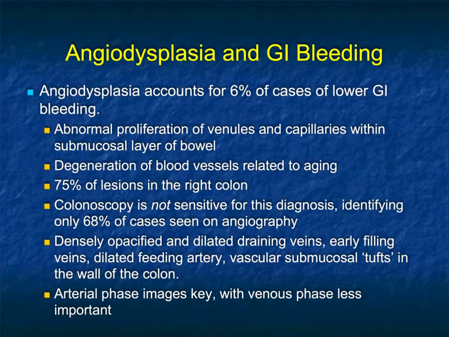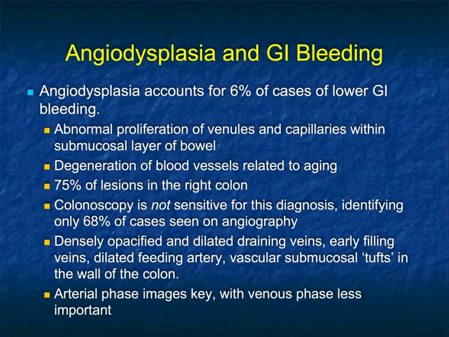Now, one of the most common causes of GI bleeding, we mentioned about this in the small bowel. In the large bowel, it's less frequent, but it's angiodysplasia. About 6% of cases of lower GI bleeding is an abnormal proliferation of venules and capillaries within the submucosal layer of bowel. Degeneration of blood vessels related to aging, so angiodysplasia is commonly in an older population. The majority of cases are in the right colon. Colonoscopy is not sensitive for this diagnosis, only identifying about 68% of cases seen on angio.